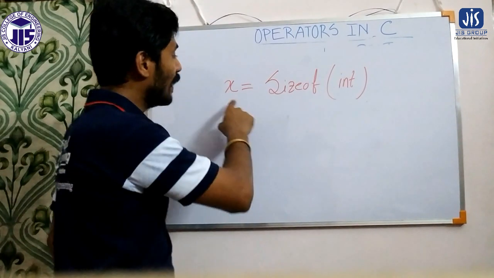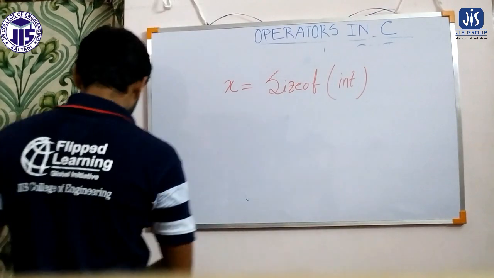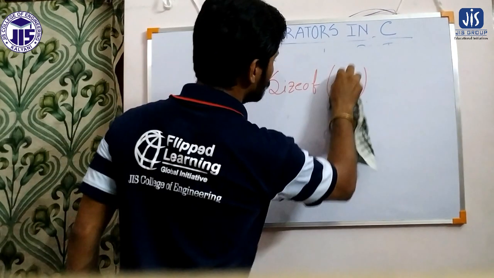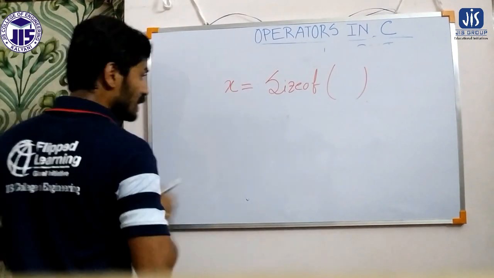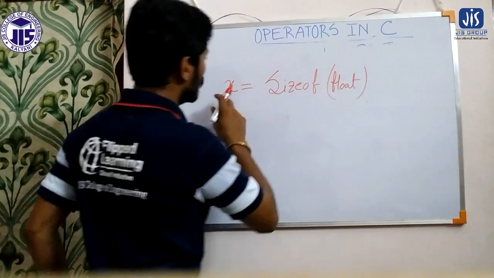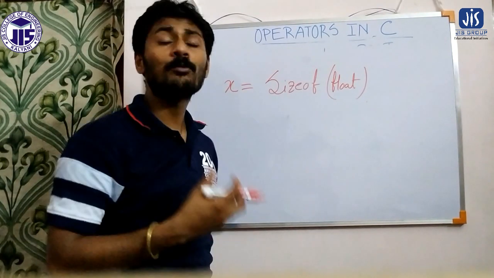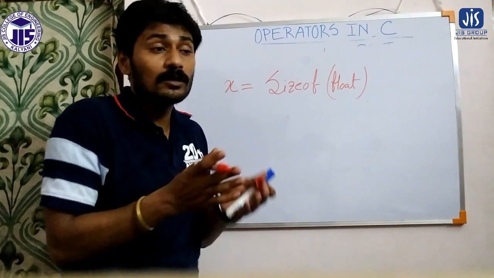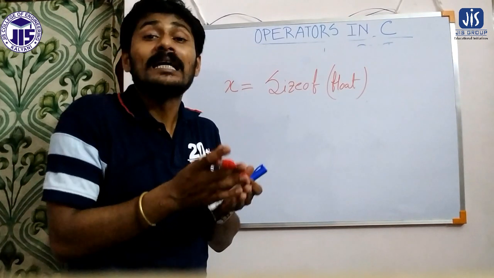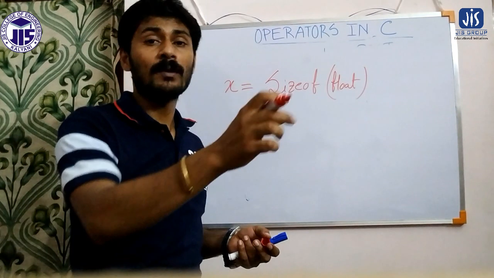So here the value of x will be 2. If you replace this integer by float, then the value of x will be 4. Basically, using the sizeof operator we are getting the size, or what amount of memory is allocated for this particular data type in the main memory.